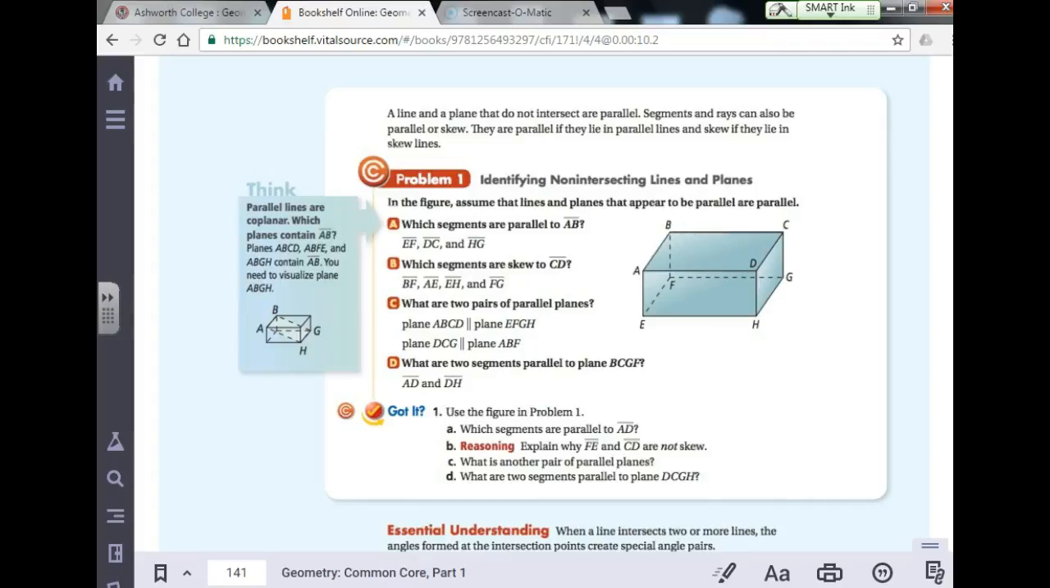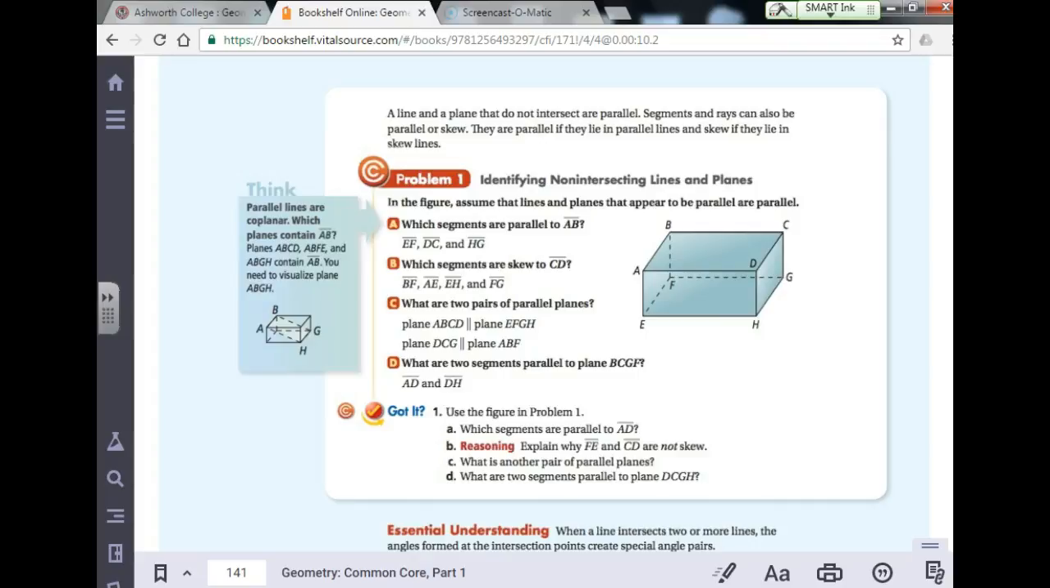It's any segments that are going the same direction but will never cross AB. So it can't be these because they intersect AB. So it would have to be DC, HG, or EF. That would be the three that are parallel to this one. And if you'll notice, they're the edges of the box all the way around that particular box. Okay, so that's a good way to look at it.